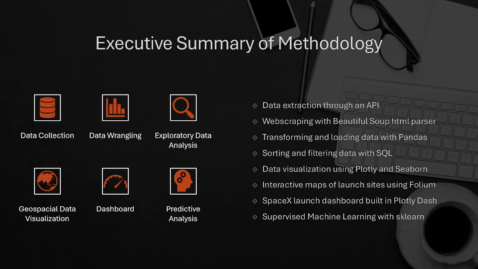On the right, there's more granular analysis of the things that I did here, right? I extracted data with an API. I web scraped with Beautiful Soup, which is a pretty fun HTML parser. I'm transforming and loading that data using the pandas library to create data frames, sorting and filtering with SQL, data visualization using the Plotly and Seaborn libraries. As I mentioned, built an interactive map with Folium and a dashboard in Plotly Dash. And of course, there's a lot of great supervised machine learning applications built into scikit-learn, which is a Python library.